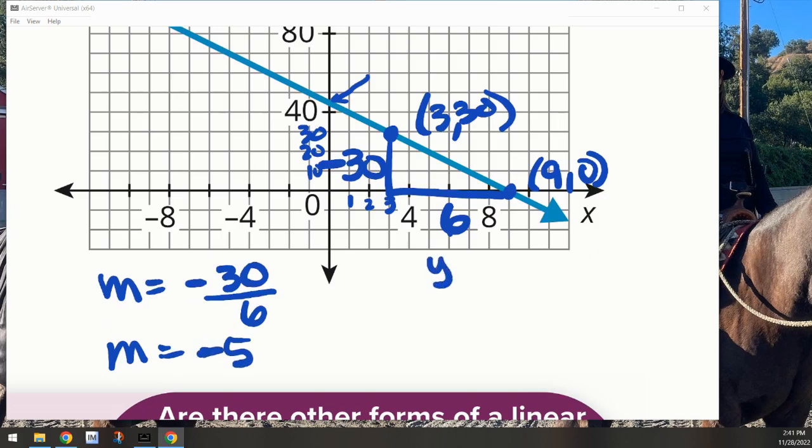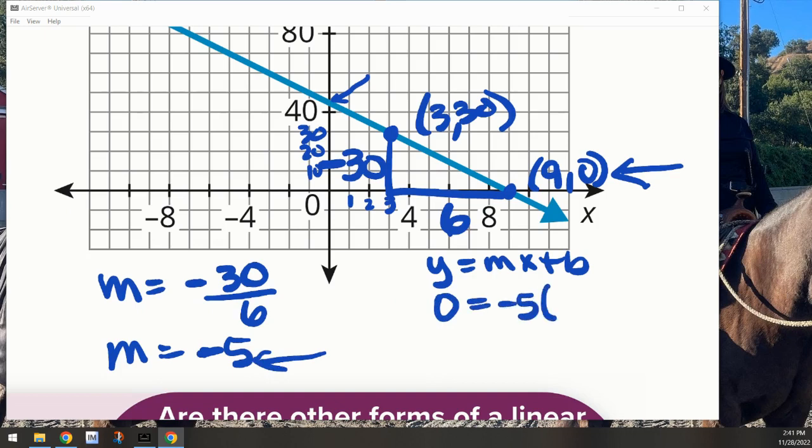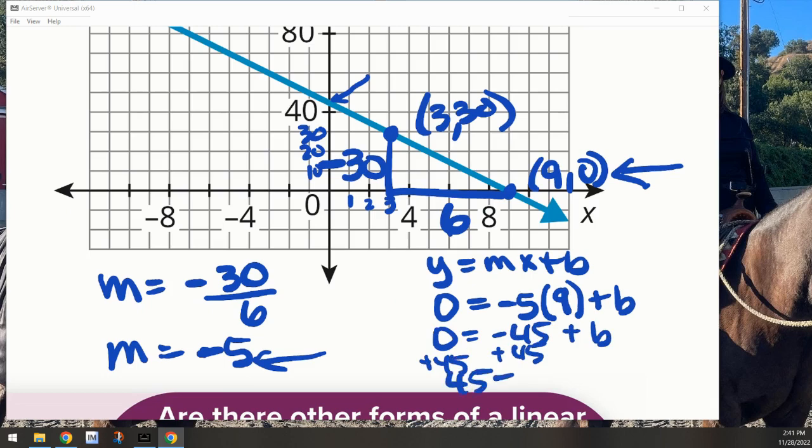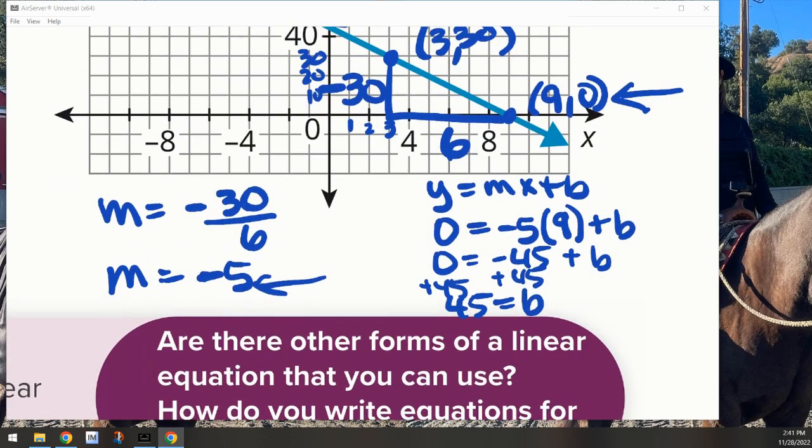Now remember, we have the equation y equals mx plus b. So I'm going to pick this point right here and the slope right here, and I'm going to plug it in. So 0 equals my slope of negative 5, my x value is 9, plus b. So 0 equals negative 45 plus b. So I add 45 to both sides, and I get 45 is equal to b. So now I can write my equation, y equals negative 5x plus 45. Love how I barely fit that in.